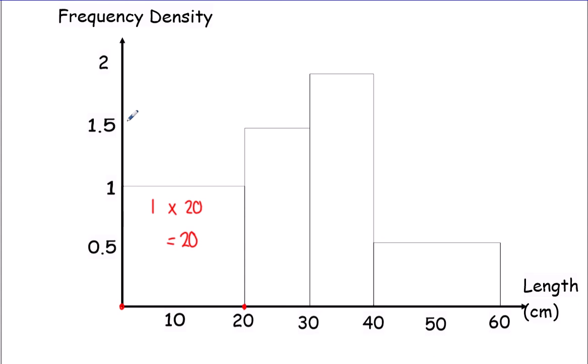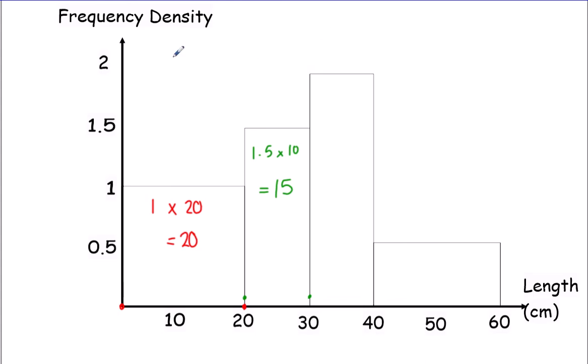For the next bar, it's 1.5 tall, and it goes from 20 to 30, so it's 10 wide. So even though this bar is taller, there's less people in it. But because the bar is thinner, they're packed in more tightly, and that's why the bar is taller. Okay, putting 15 people into a bar that's 10 wide is more squashed than putting 20 people into a bar that's 20 wide, and that's what frequency density is telling us, how tightly packed they are. But the first bar's got more area because there's more things in that first bar.